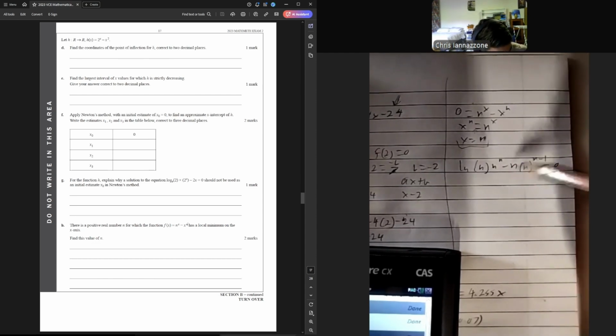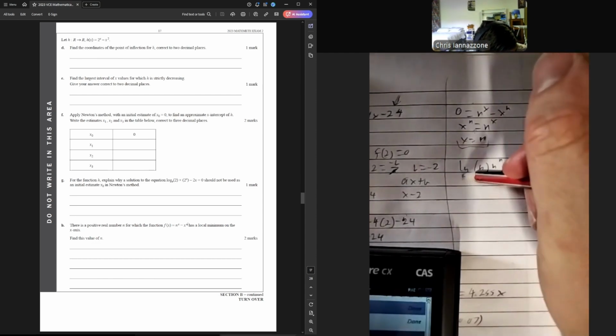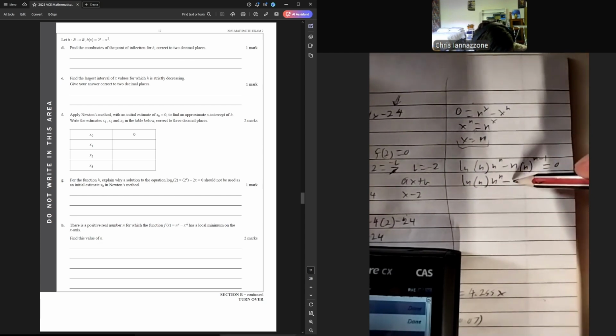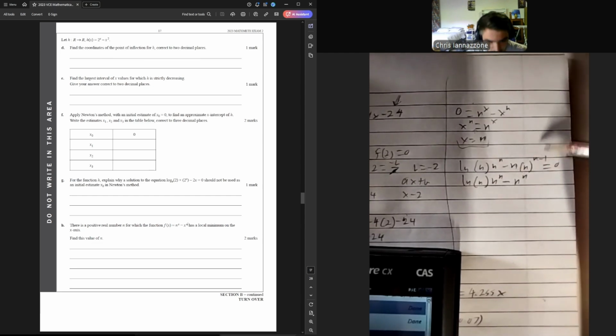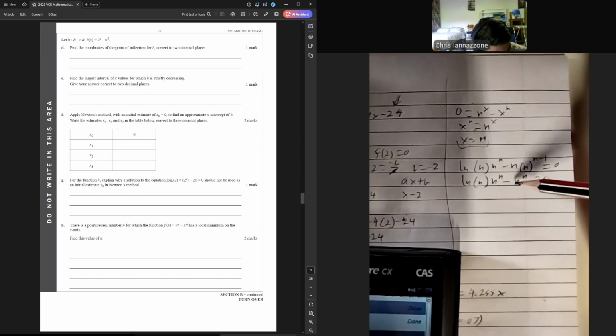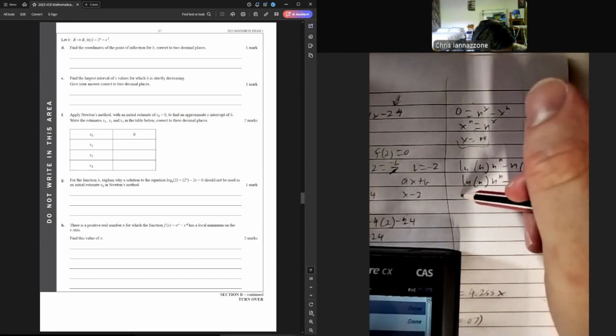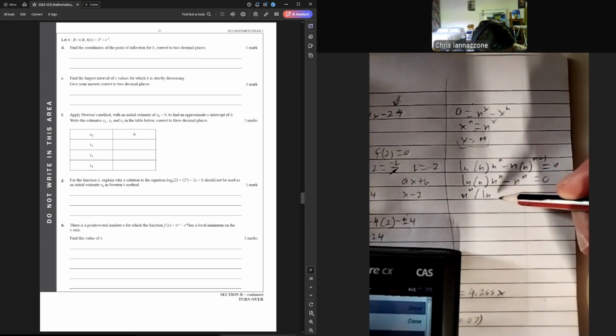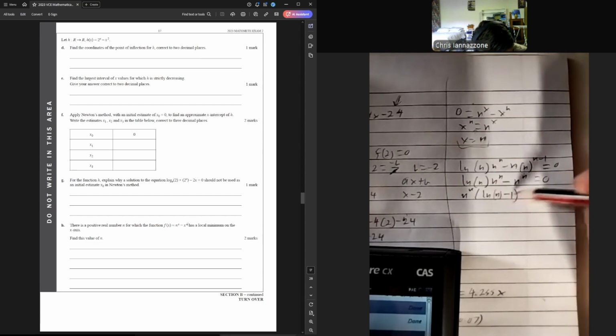Now we can bring this n into here. Going to have natural log of n, n to the n minus n to the n, because when you multiply by the same base, you just increment the power, and that has to be equal to 0. Well, okay, n to the n is a common factor here. We can take that out the front. N to the n, bracket, natural log of n take 1 is equal to 0.